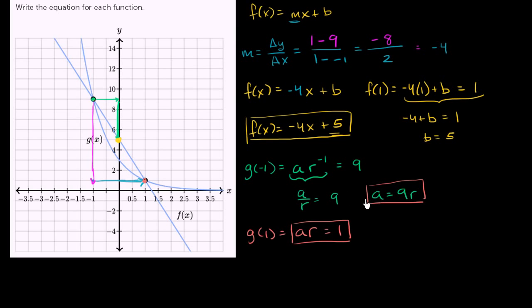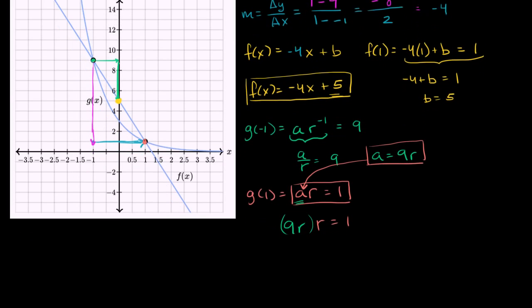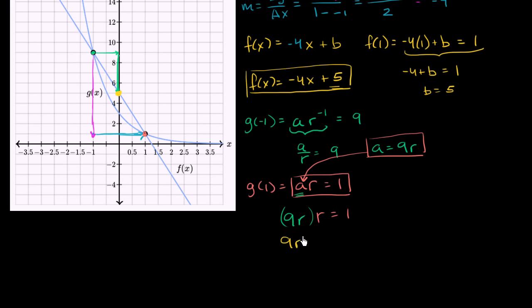We could just take this a and substitute it in right over here for a. This first constraint tells us that a must be equal to 9r. So instead of writing an a here, I'll write 9r times r is equal to 1. Or we could write, let me scroll down a little bit, 9r squared is equal to 1. Divide both sides by 9. r squared is equal to 1 over 9.